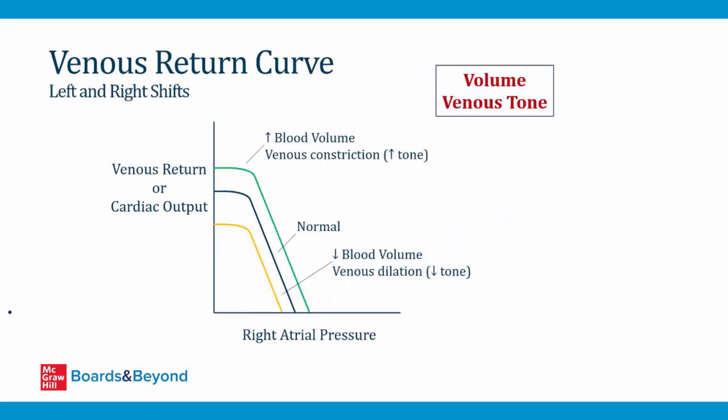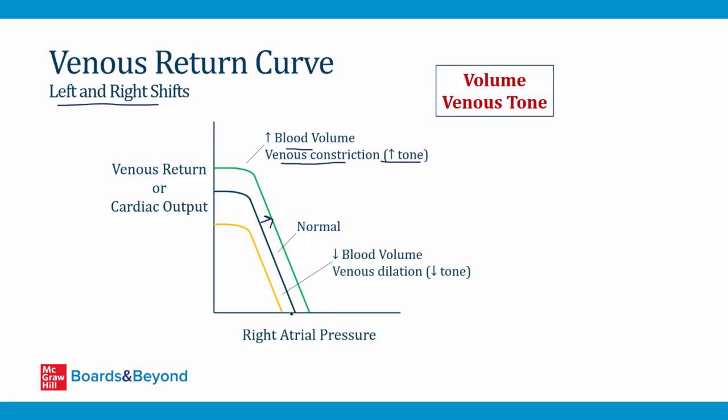So just like we talked about with the Frank-Starling curve, where the relationship between preload and stroke volume was not fixed and the curve could shift, the same is true for the venous return curve. Venous return curves can also shift left or right if certain physiologic parameters change. So for example, we could move from the black to the green venous return curve if either the blood volume went up or the degree of venous constriction, or the so-called venous tone, increased.